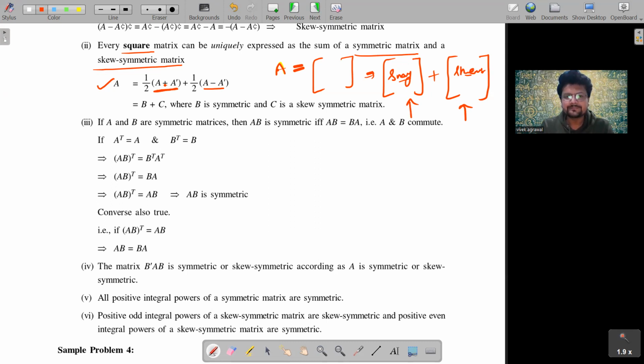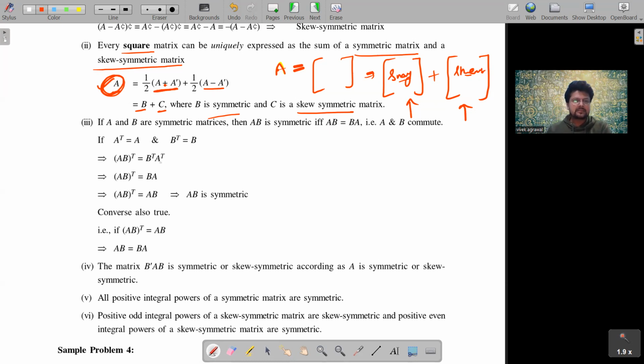Are you getting this? So we have done nothing but partition a simple matrix into two different matrices. One is a symmetric matrix, another is a skew symmetric matrix. And what is the methodology to do it? To get the symmetric matrix, you have to do half A plus A dash. To get the skew symmetric matrix, you have to do half A minus A dash. Simple.